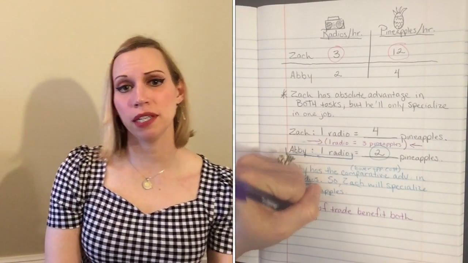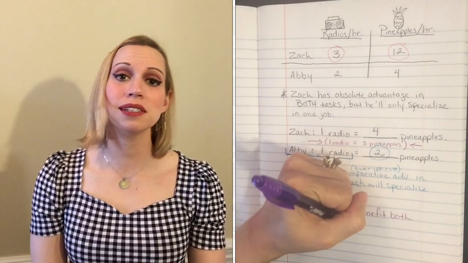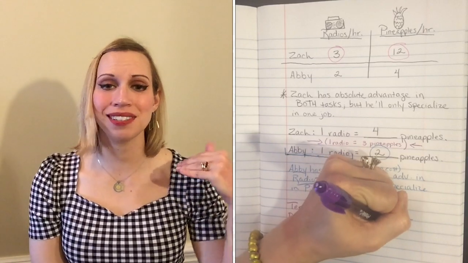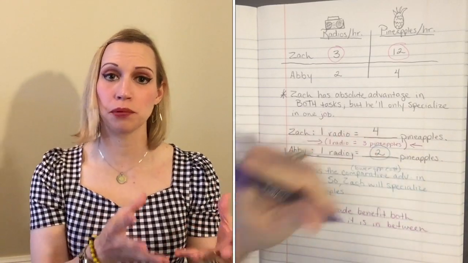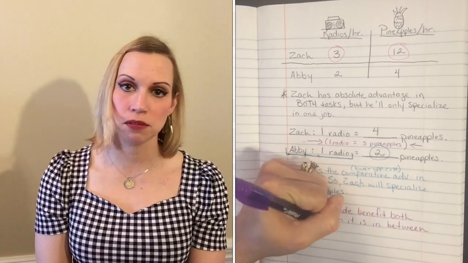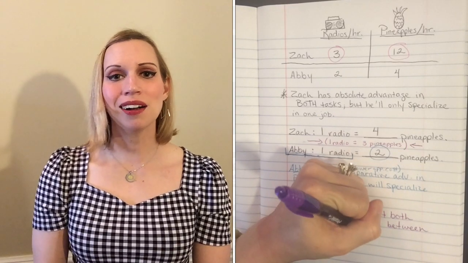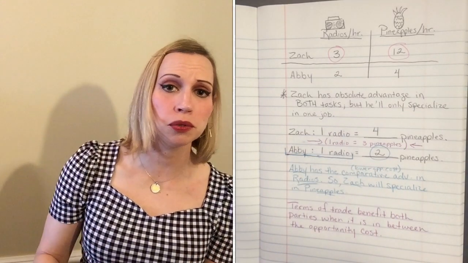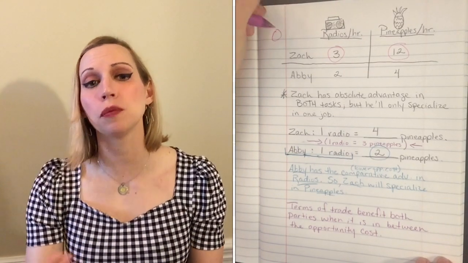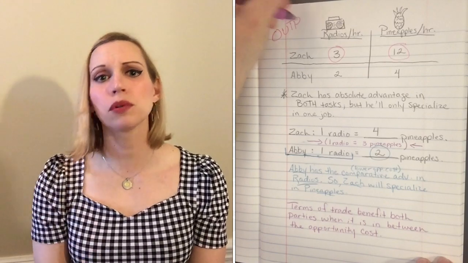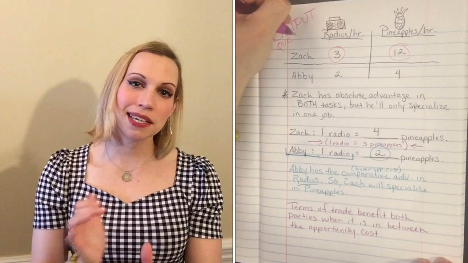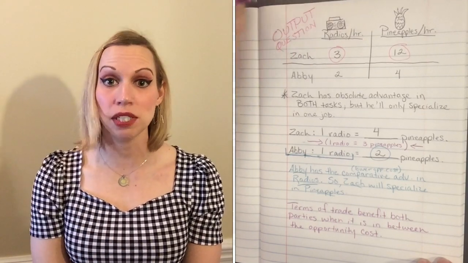Now, this example that we did with Zach and Abby and pineapples and radios is considered an output type of problem, because if you look at our numbers, it's telling us how much stuff they can produce in a certain amount of time. Some questions you might have will be input types of questions, and those aren't going to tell you how much stuff is being produced, but they're going to tell you how many resources are going into the production of something. So let's work through one of these examples really quickly, because sometimes input and output examples can kind of confuse students. So I want to give you an example of each one.